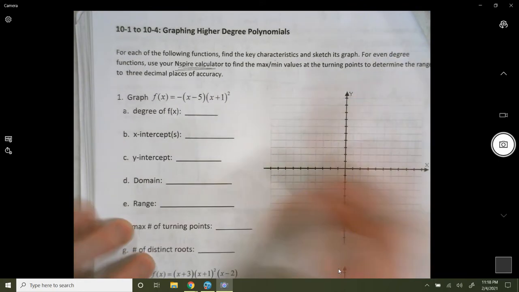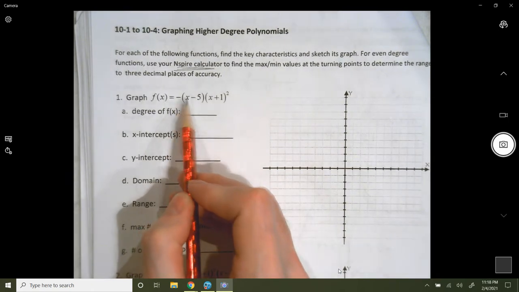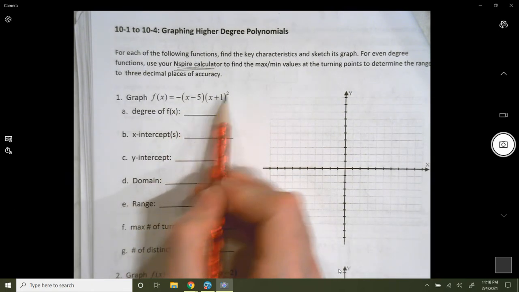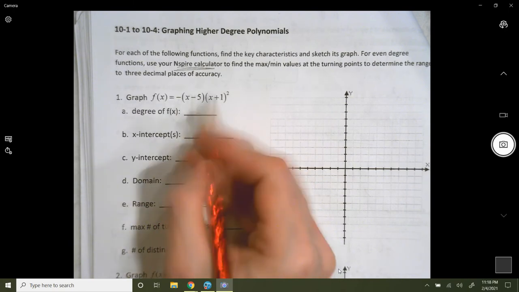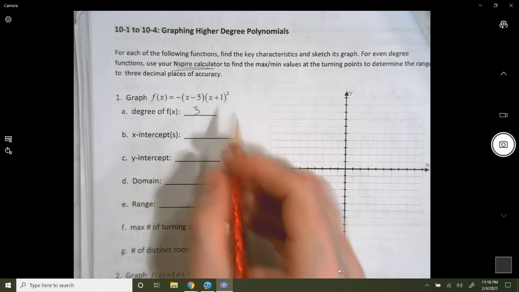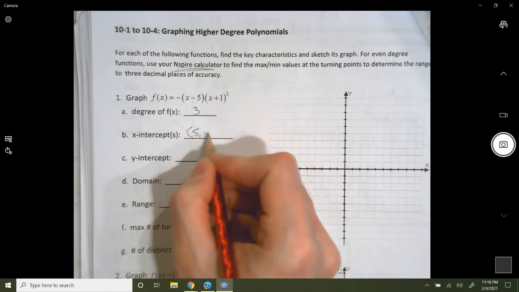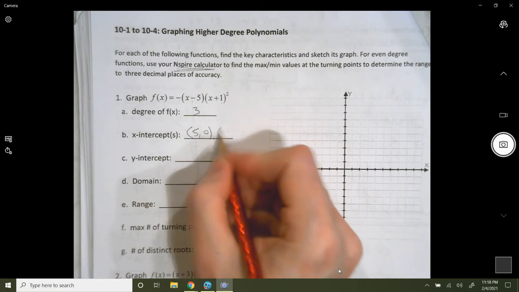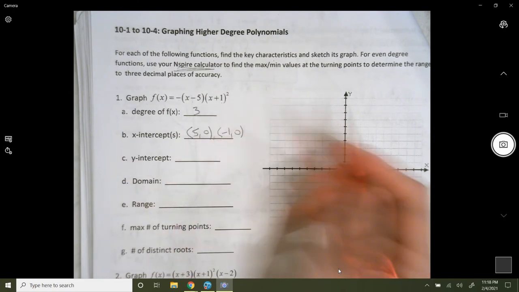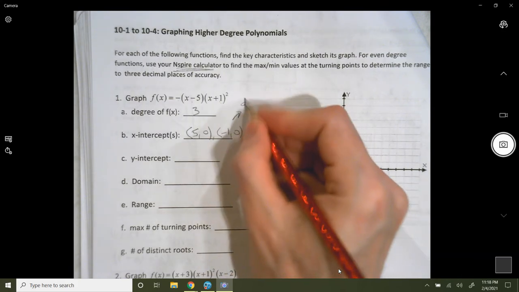So for this one, the degree of the polynomial, it looks like we have a negative lead coefficient. We have an x and then times an x squared. So the degree is going to be 3, which means there are 3 total zeros we're looking for. X-intercepts, so (5, 0) and (-1, 0). Now notice this one has a multiplicity of 2, so this one's a double zero, okay? Which means there's going to be a bounce.